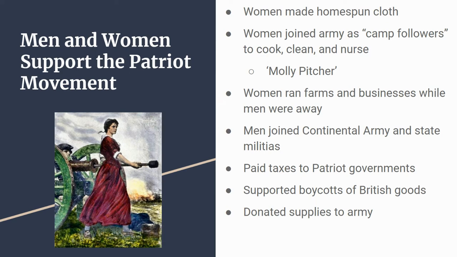A lot of the colonists started to agree that they needed to pay taxes to the patriot government, the state governments, and then slowly the national government. They're also going to support these boycotts of British goods. And a lot of people are going to donate supplies to the army, because the Continental Army does struggle with enough funding, because the federal government does not have enough power to tax as they wanted to when we get into that, which we'll talk about more in some future lessons.